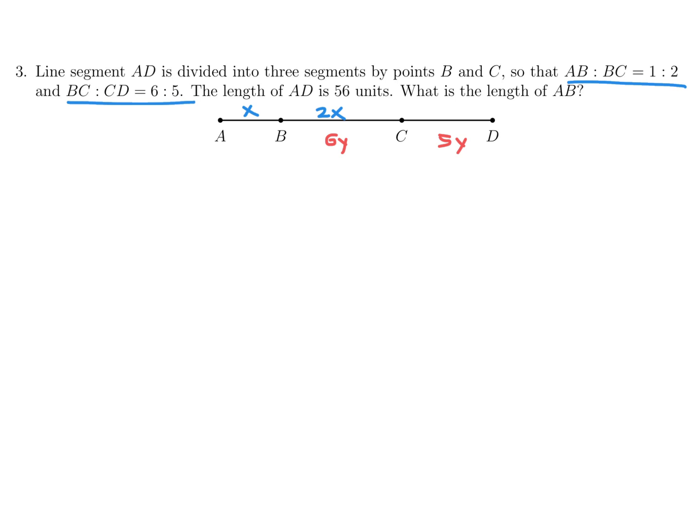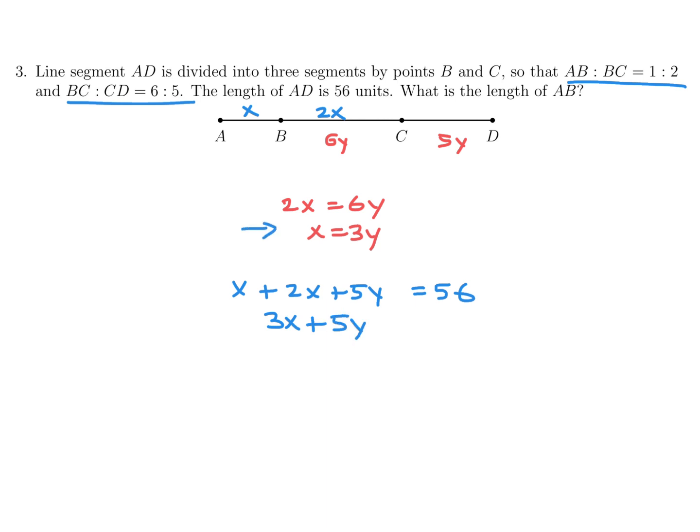Okay. And then BC has been represented by 2x and by 6y, so they're both equal, so therefore x is equal to 3y. And I think that should be sufficient to calculate this. So the total, which is x plus 2x plus 5y, they're telling me is 56. So yeah, I think that would be fine, because we can substitute that in. So x is 3y, so put that 3y in there.